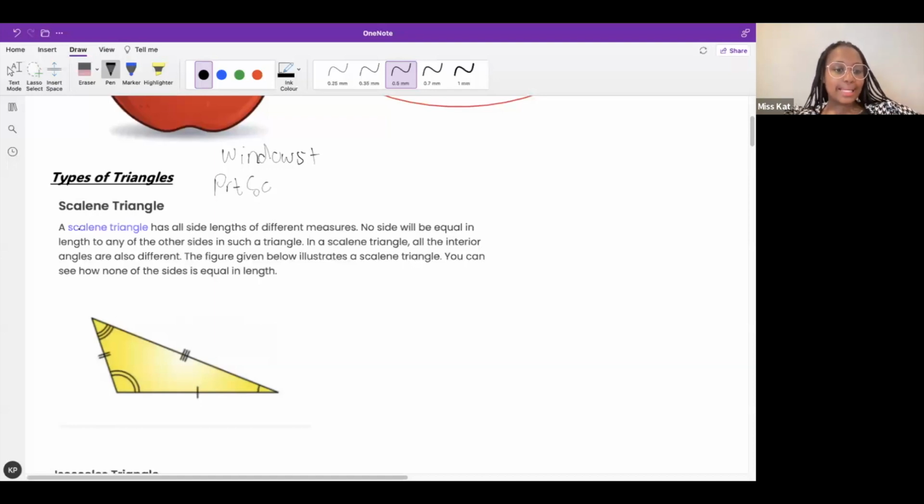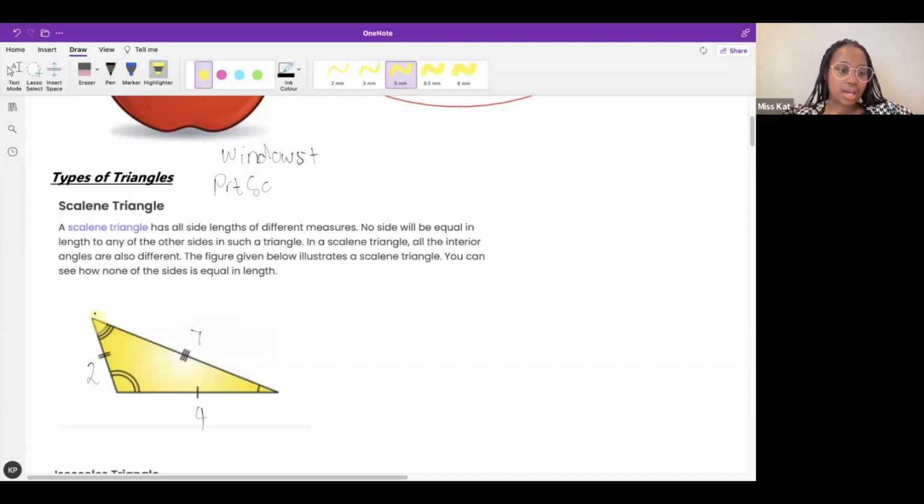So a scalene triangle has sides that are all different lengths. If we look at our examples at the bottom, if this length is 7, then this will maybe be 4, and this will be like 2. So all the sides are different lengths. And not only are the sides different lengths, the angles are different too.